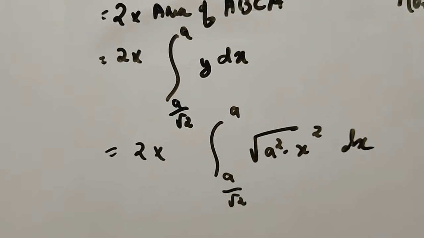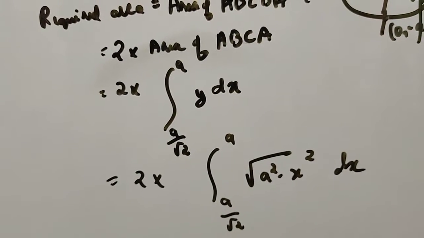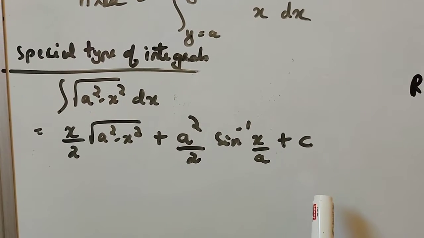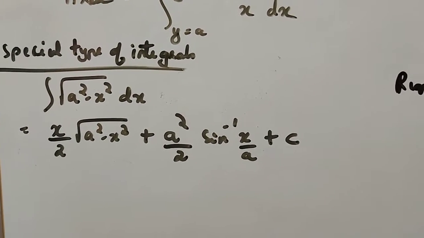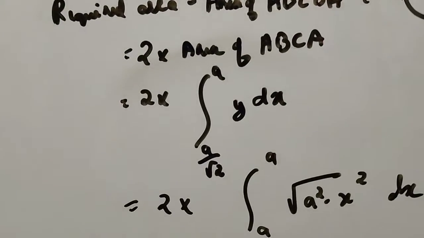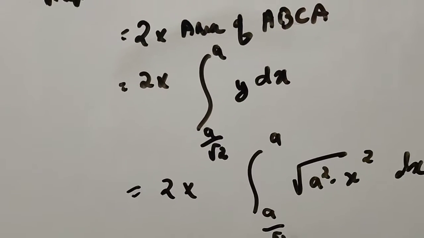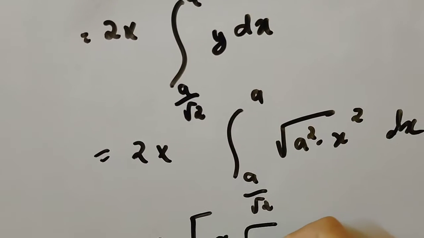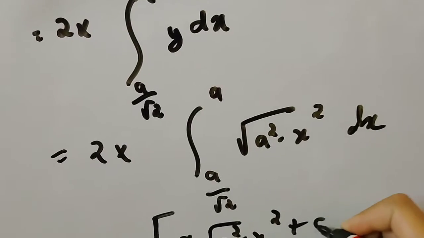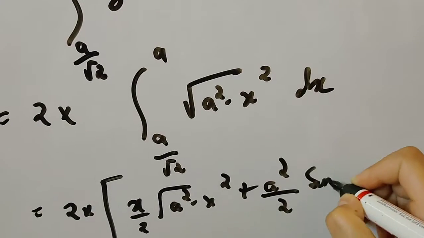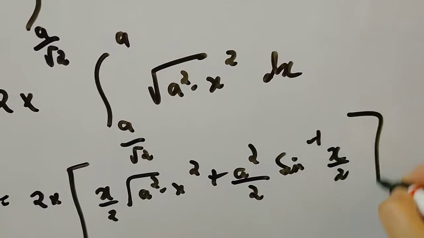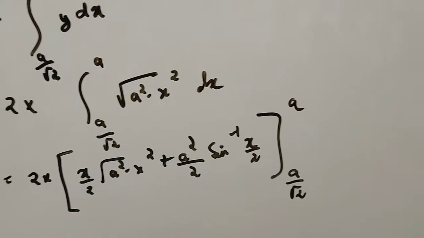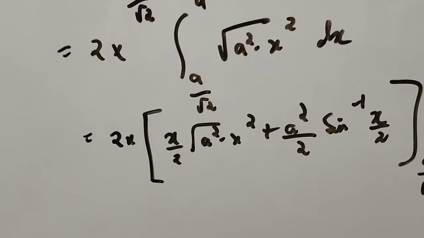Now there is a standard formula for a square minus x square, and we are going to put this formula straightaway. So this will become 2 into x by 2 root over a square minus x square plus a square by 2 sin inverse x by a, with limits a by root 2 and a. If we solve this, put in the limits, then we will get the value.